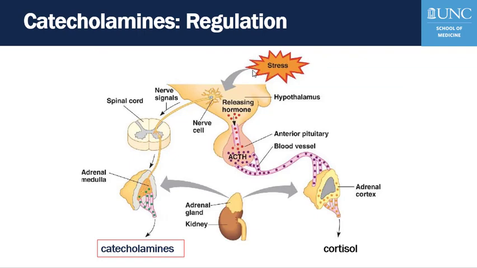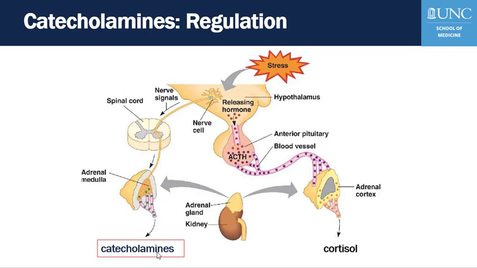Catecholamines are regulated from the brain and nervous system as you might expect. Stressors and other signals will increase nerve stimulation to the adrenal medulla, causing production of the catecholamines via tyrosine conversion to the products we mentioned previously. Cortisol production is also shown here to let us compare and contrast the two hormones.